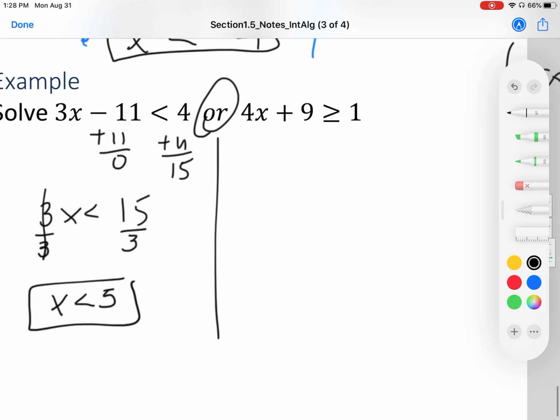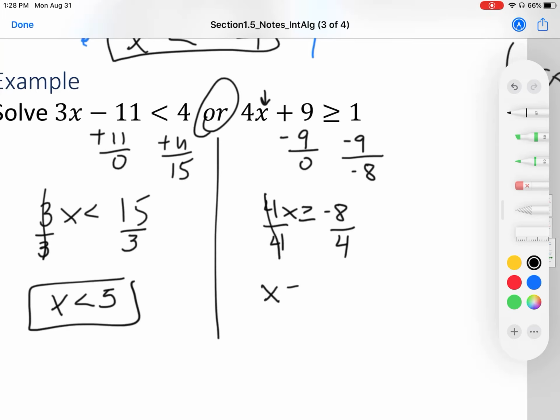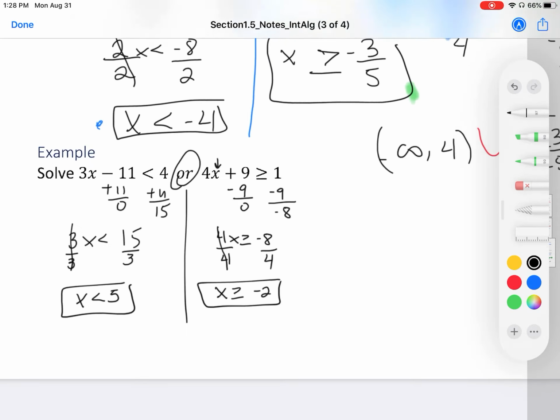All right, next one I want to solve for x. I want to get x by itself, so I need to move that 9. I need to make it 0, so I subtract 9. I have 4x is greater than or equal to negative 8. Next I divide by 4. And I get x is greater than or equal to negative 2. These are my two answers. Let's go ahead and graph them.